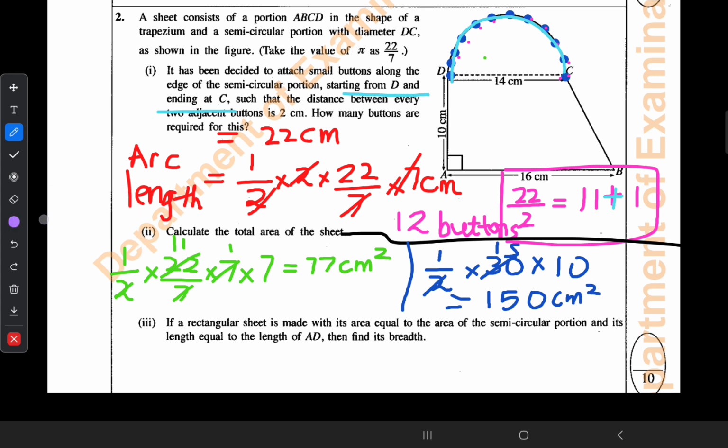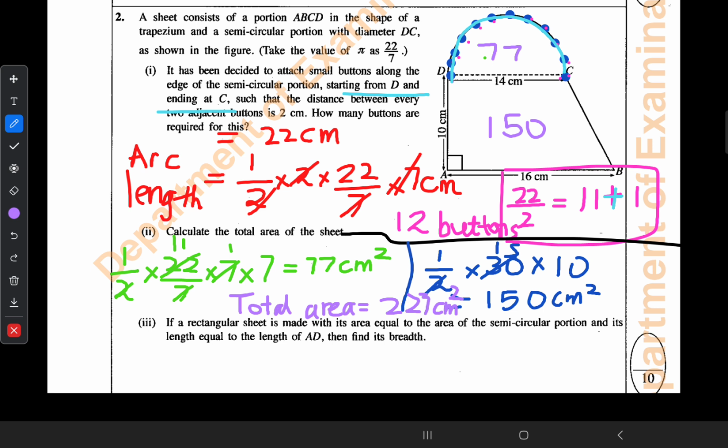This is not our question. Our question is to find the total area of this sheet. So it's 77, and this one is 150, both together. Total area is the sum of these two. That's 227 square centimeters. That's the way you can find your answer for the question. Total area means we cannot find that directly, no? So that's why we found the semicircular area first and the trapezium area next.